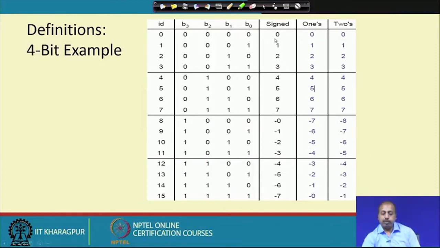In case of signed representation, you can represent the numbers minus 7 to plus 7 in 4 bits. If I give you only 4 bits, then you can represent the numbers minus 7 to plus 7. In 1's complement representation, on the negative side you can go up to minus 7, and on the positive side up to plus 7. So, here also it is minus 7 to plus 7. In 2's complement representation, you can go from minus 8 to plus 7. So, this is something extra that we have got.